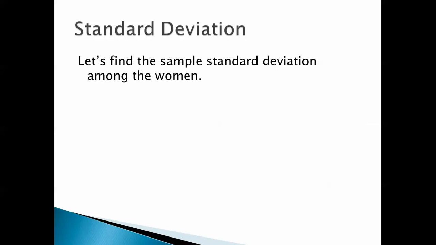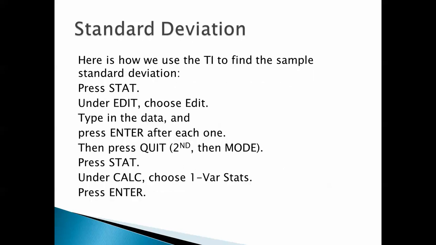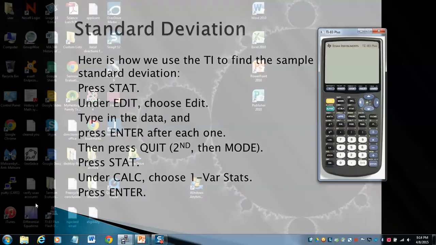Okay, let's find the sample standard deviation among the women. Let's do it on the TI. So again, here are the heights of 28 randomly chosen women from the WNBA. This is a sample, so we'll find the sample standard deviation. Here's how we use the TI to find the sample standard deviation. Let me bring up the TI.